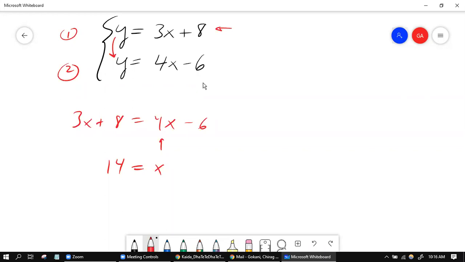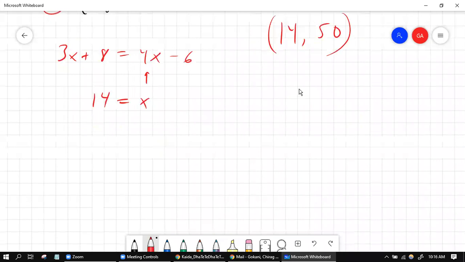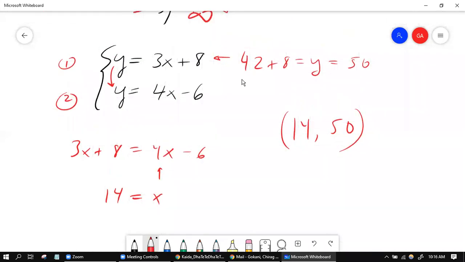Can someone just do it? 42. 42 plus 8 is y. And what is that? 50. Good. So my solution is this. Okay. So now we're going to develop an entire new way to do this.